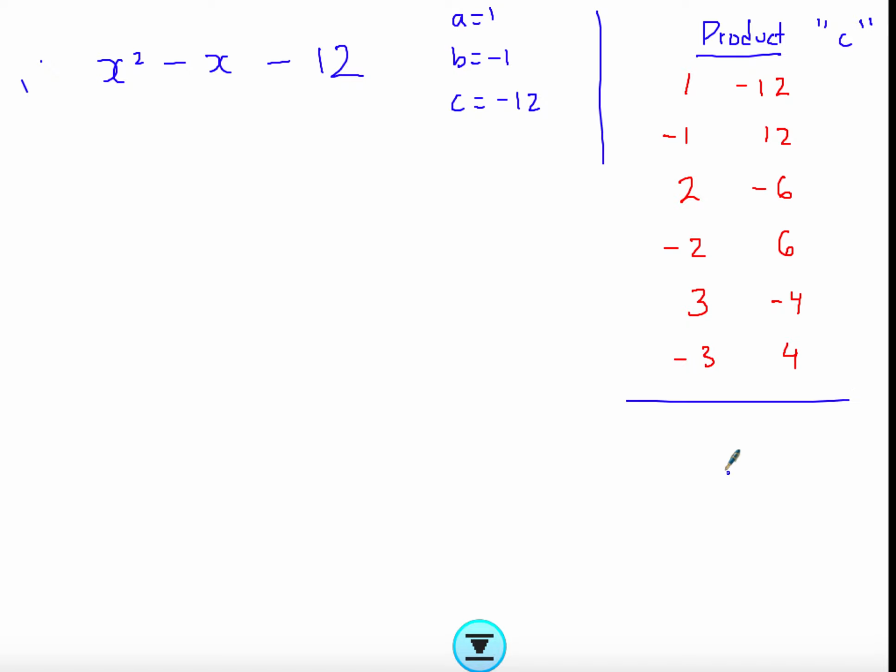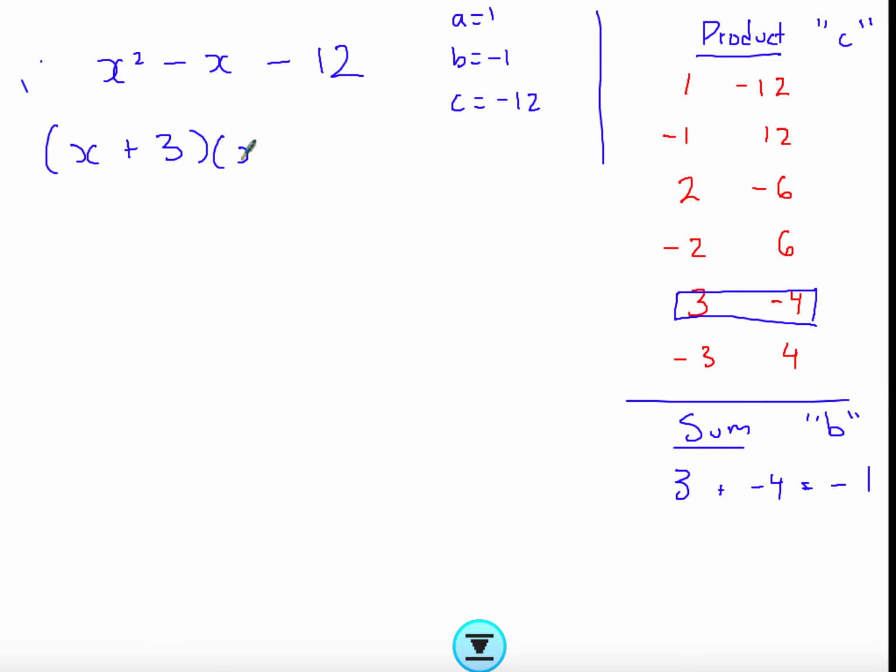And then from these numbers, which ones sum to give the b value, which is my negative 1? I could go through any of them, but I could just save some time and notice that 3 and a negative 4 will give me a negative 1, which is what I need. So I'm just going to open the bracket, positive 3 and a negative 4. And I can multiply out to make sure that my answer checks out. 3 times negative 4 will give me negative 12, and then 3 plus the negative 4 will give me the negative 1, which I need here.